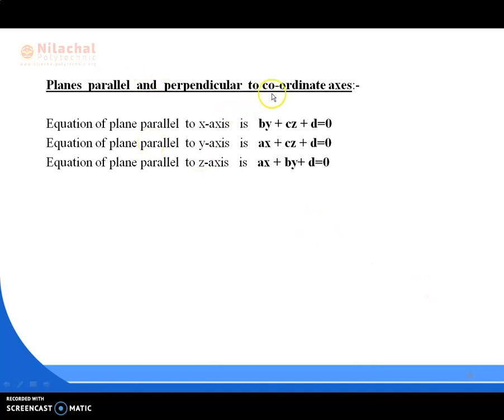Planes parallel and perpendicular to the coordinate axes. First of all, the plane parallel to the x-axis. There are three coordinate axes: x-axis, y-axis and z-axis. If the plane is parallel to the x-axis, then the x coefficient must be 0, so the plane equation is by plus cz plus d equals 0. Equation of a plane parallel to the y-axis, the y coefficient is 0, so ax plus cz plus d equals 0. Equation of the plane parallel to the z-axis, that means the z coefficient is 0, so ax plus by plus d equals 0.